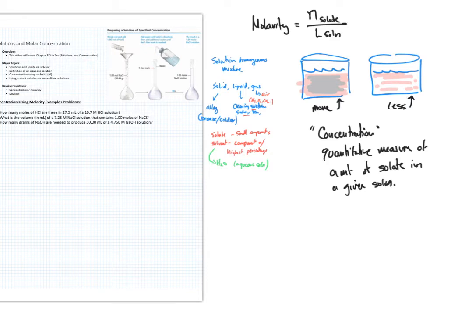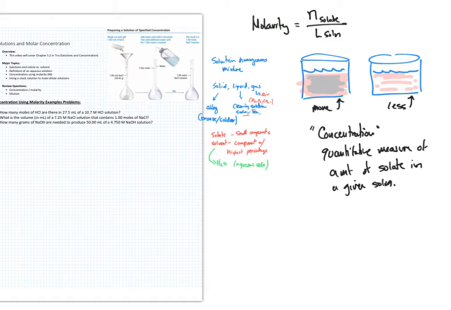There are other concentration units that we can use, but this is the most common concentration that we're going to use for general chemistry. Okay, so moles solute, that little n means moles. Number of moles of solute divided by liters of solution, that is called the molarity. Using that molarity, then we can determine a lot of other things about a solution.